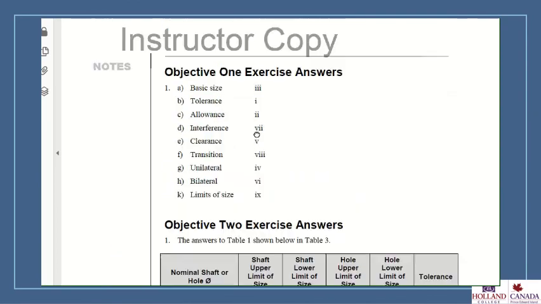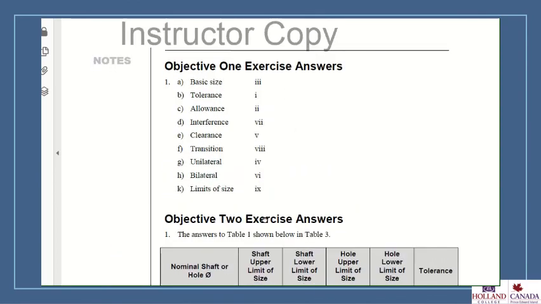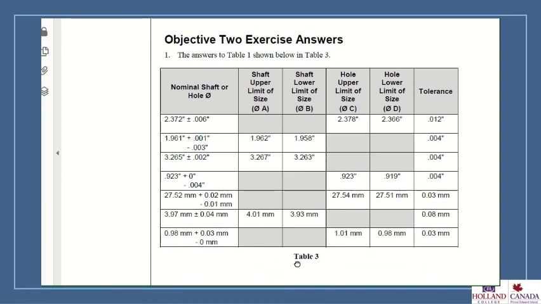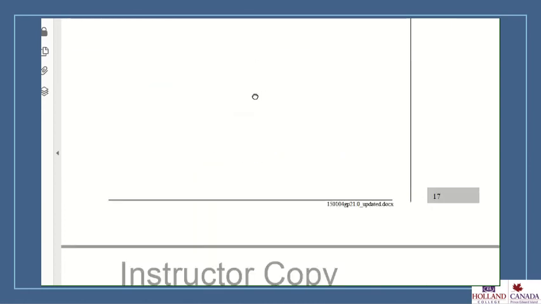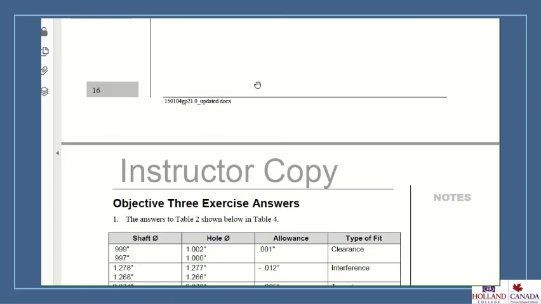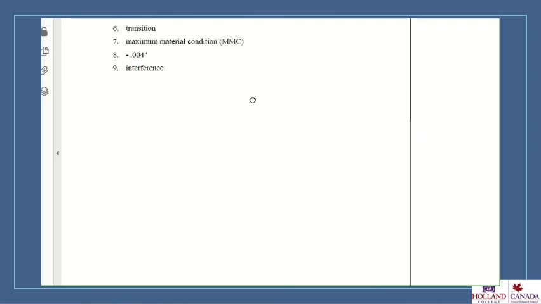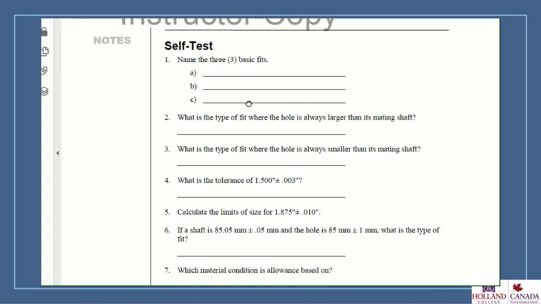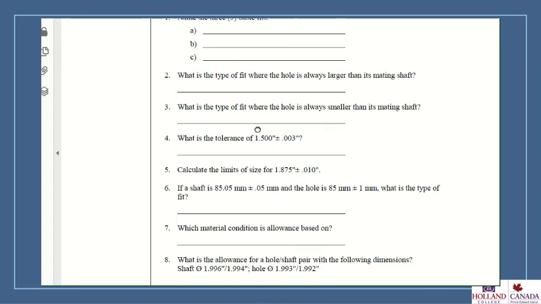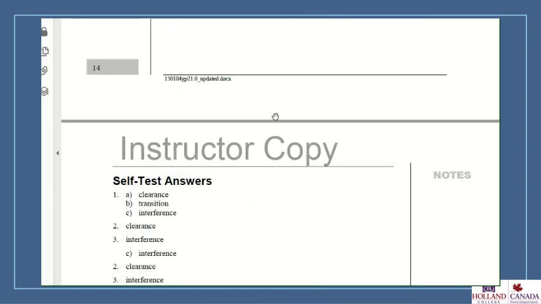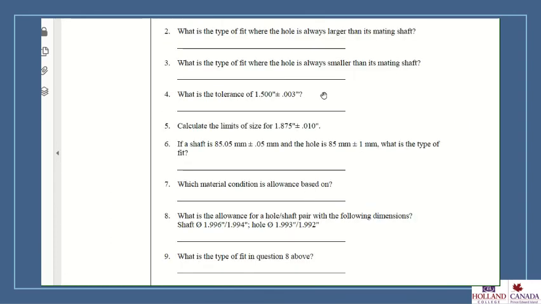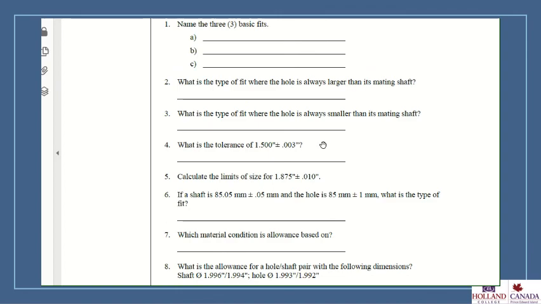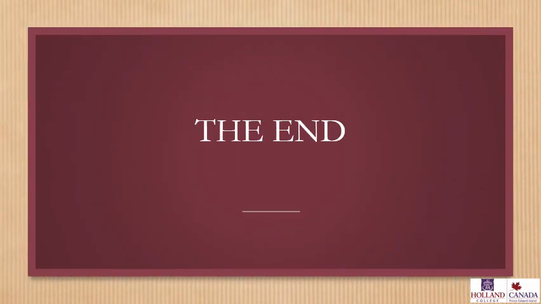Okay, so we had our answers for objective number 1, our answers for objective number 2, and our answers for objective number 3. And at the back of your ILM booklet, there's also a self-test. So questions 1 through 9, and your answers are given in your ILM booklet for those as well. That concludes our review of ILM 150104G, Limits and Fits, Objectives 1, 2, and 3.